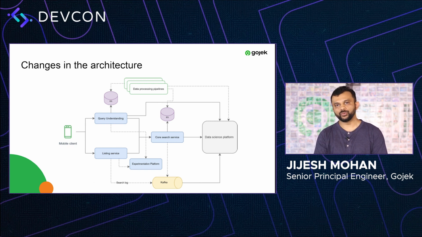Initially, all these new features were also part of the search service itself, and later we split it into multiple microservices, mainly because of the scaling factor. When I'm talking about scaling, it's not just the scale in terms of throughput or volume, but also in terms of team scaling. So we split the services into three major microservices. One is query understanding, another one is a listing service, and then core search.